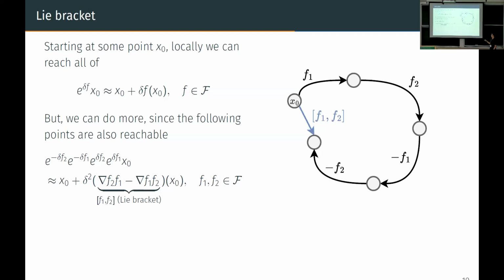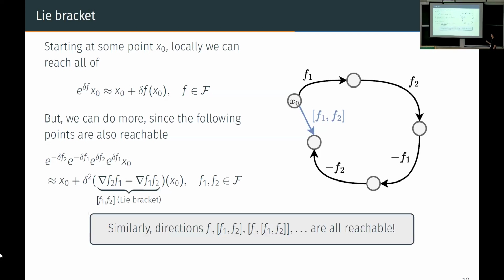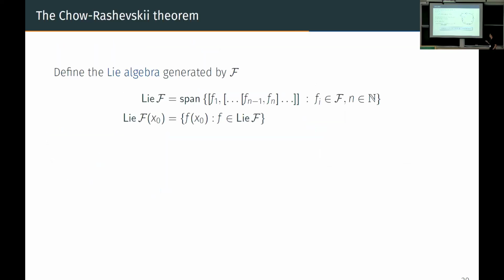And then you can see that I don't have to stop here. I can do many more of these Lie bracket operations, and all of it you can reach. So you can define this Lie algebra, which is simply all of these directions that you can generate out of this Lie bracket operation, okay?